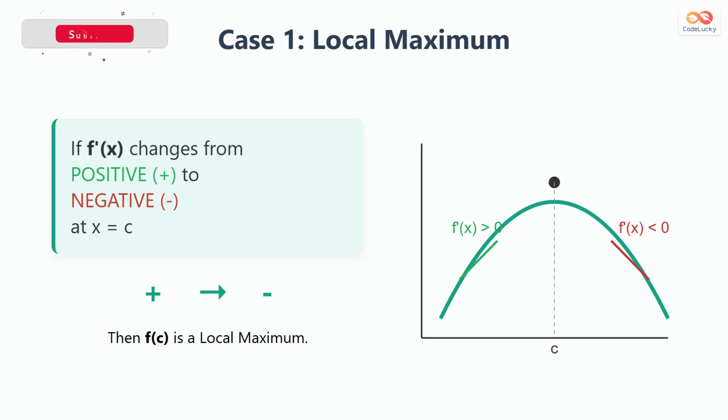Here is the first case. If the derivative changes from positive to negative at a critical point, that point is a local maximum. Imagine walking up a hill and then walking down. The top of the hill is the maximum.